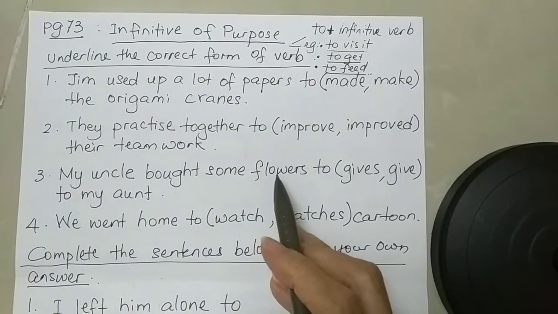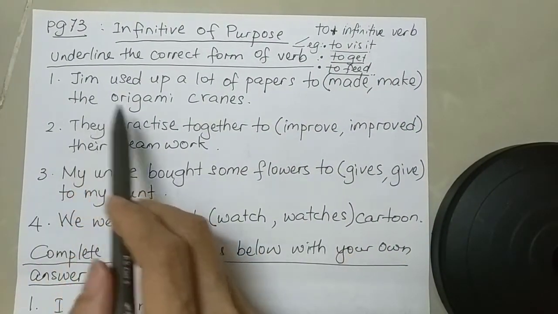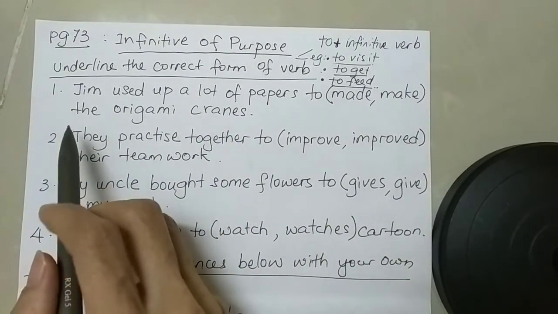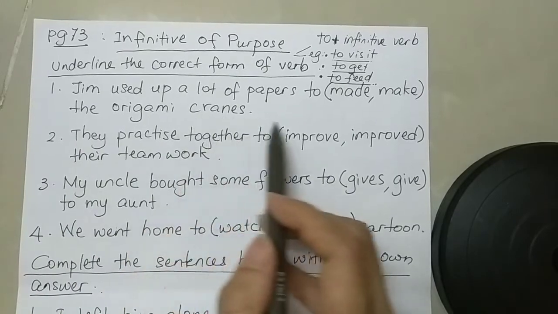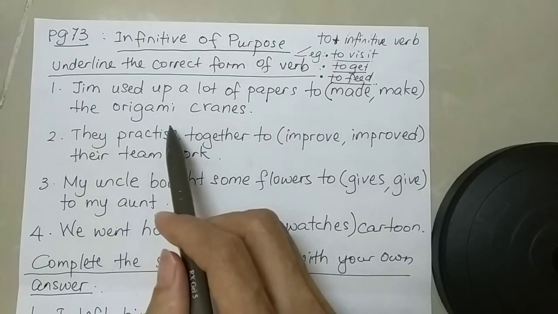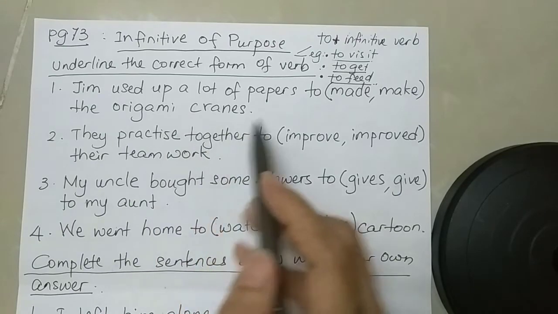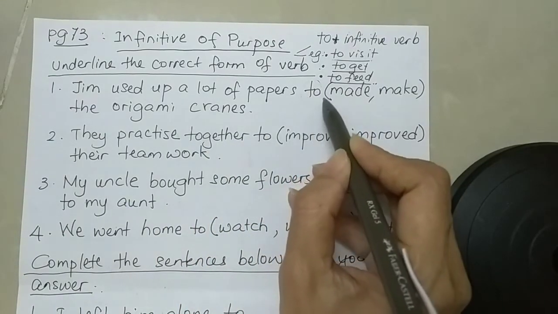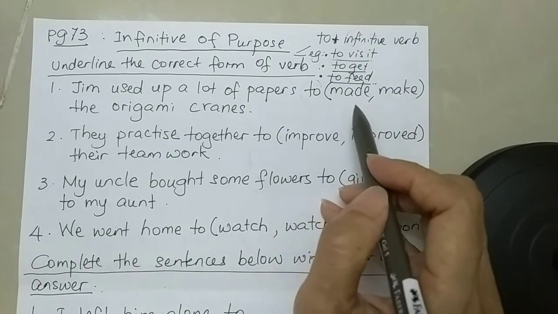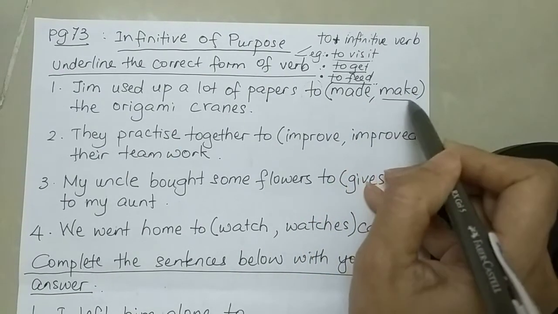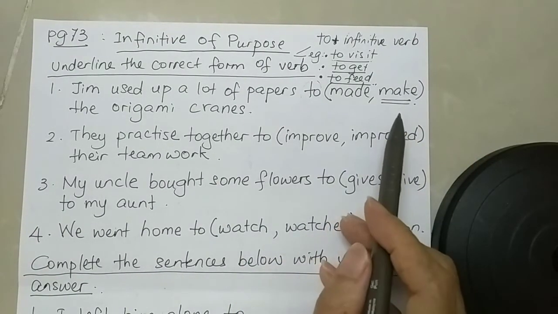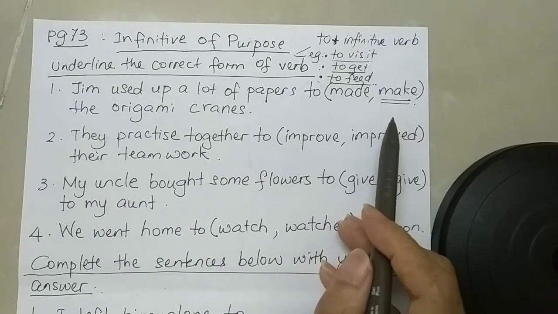So coming to the exercise here, underline the correct form of verb. Let's look at question 1. Jim used up a lot of papers to make the origami cranes. So when you see the "to" here at the front, normally it shouldn't be in past tense. So the answer will be make, infinitive. You see, it is not in past tense form.